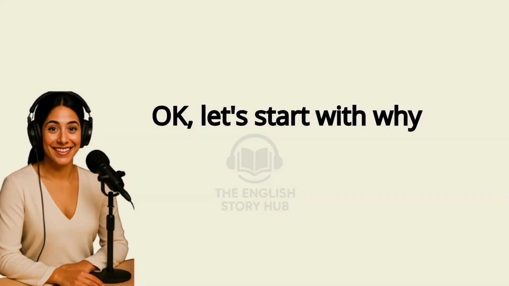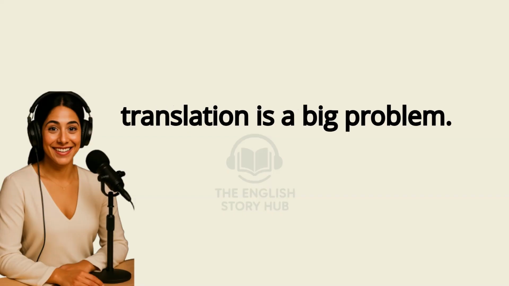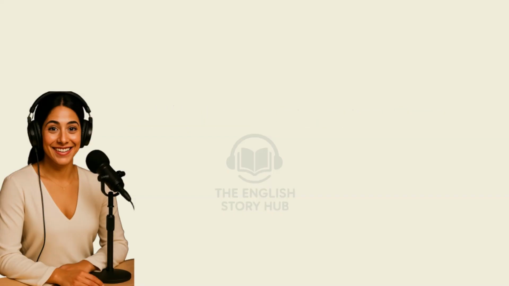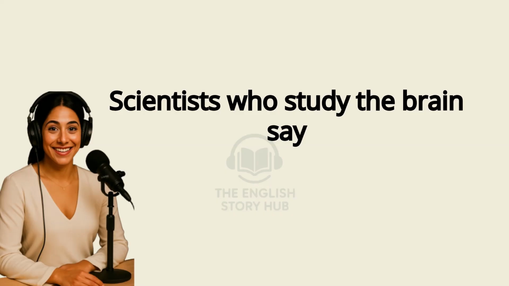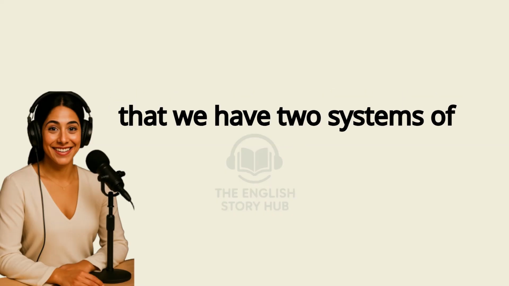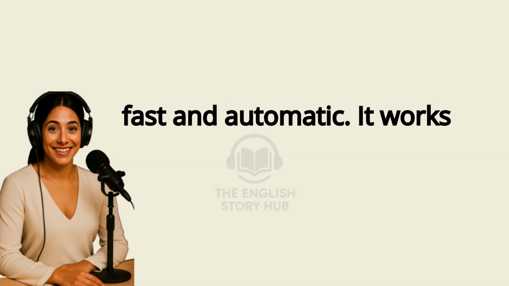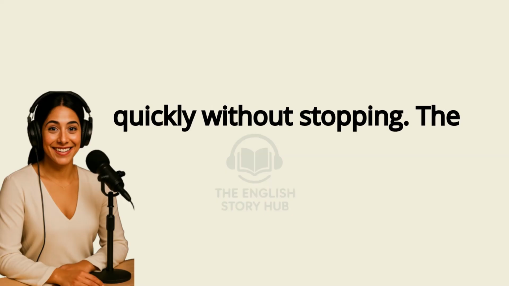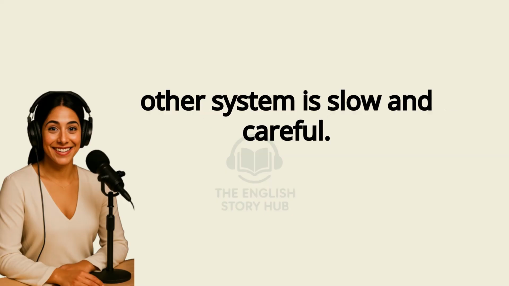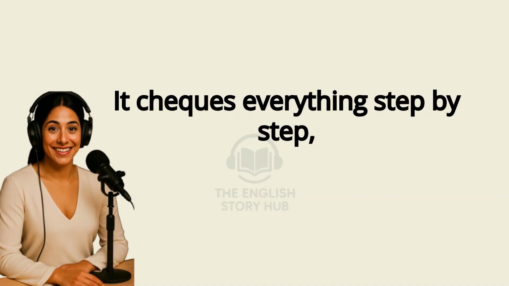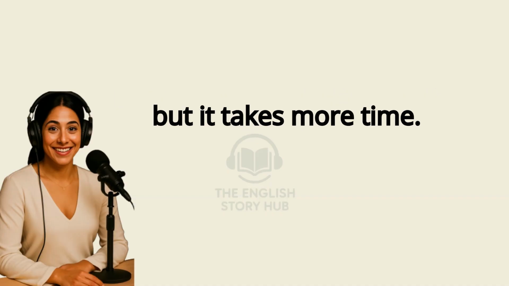Okay, let's start with why translation is a big problem. Scientists who study the brain say that we have two systems of thinking. One system is fast and automatic. It works quickly without stopping. The other system is slow and careful. It checks everything step by step, but it takes more time.